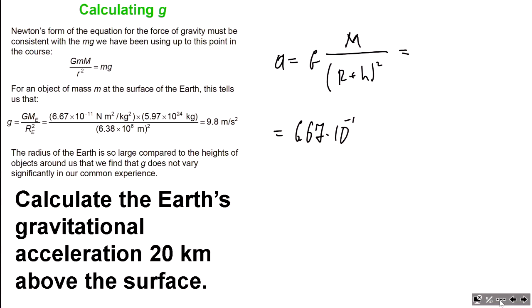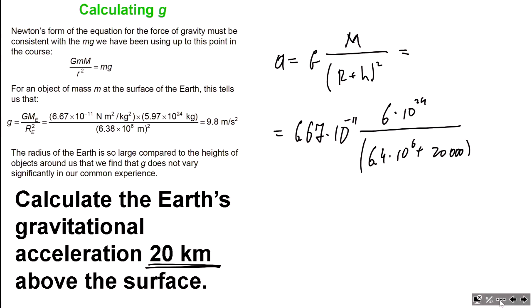6.67 times 10 to the negative 11. The mass of the Earth is about 6 times 10 to the 24th. The radius is about 6.4 times 10 to the 6th. And now we have to add 20 kilometers. How do we know? We can read it. 20 kilometers, we need to convert into meters, and then square the sum.